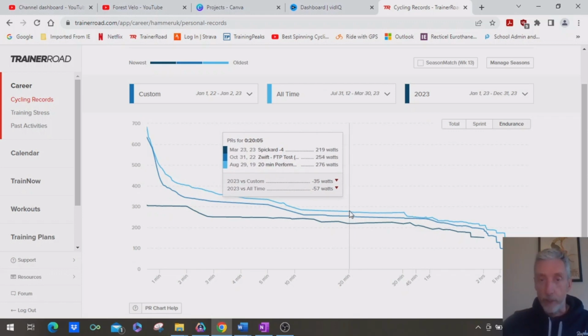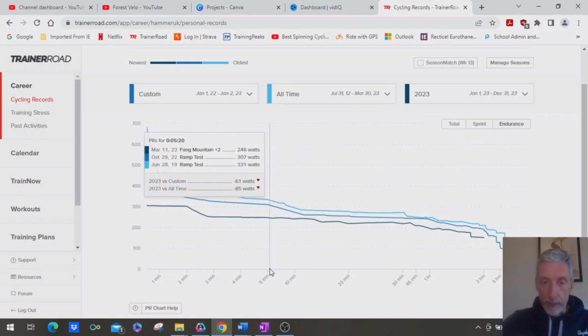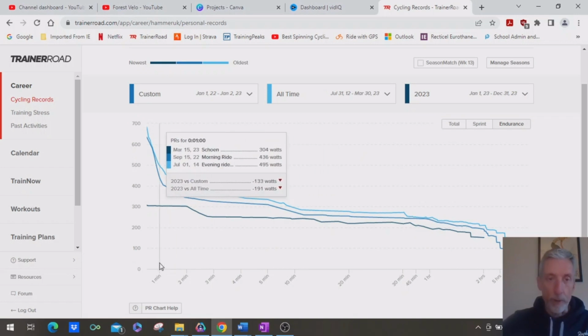But it ranges from, as you can see, 250 to 270, coming up to nearly 280 when I was the fittest I've been, probably. But then I can take other times as well, like a 5 minute power. I can see what my 5 minute power is, and it's around 310, maybe 320 watts, 310 last year, 320 a couple of years before that. And then I can take a 1 minute power.